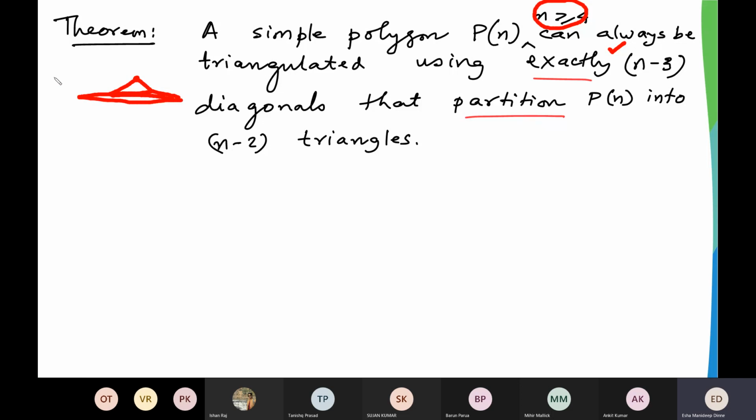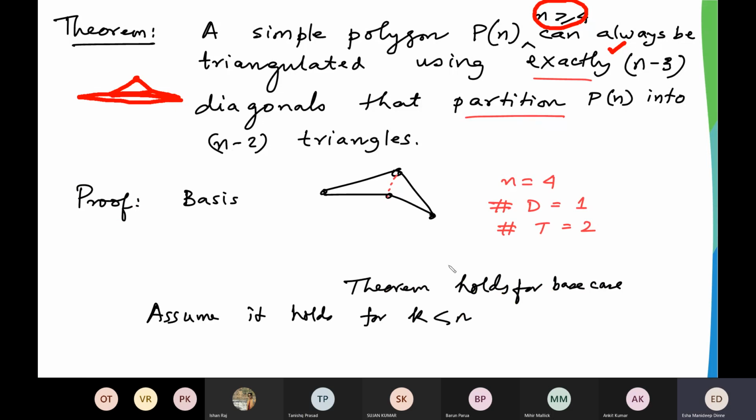Okay, let's do this. You'll probably be surprised because it's not that. We can just take the sum of internal angles and divide it by the sum of angles of a triangle, 180 degrees. Okay, let me see. A polygon can always be triangulated using exactly n-3 diagonals, and n-2 triangles. Yeah, that should work.